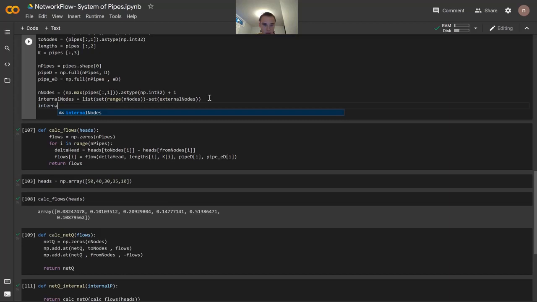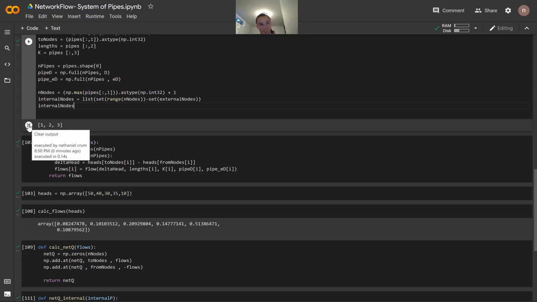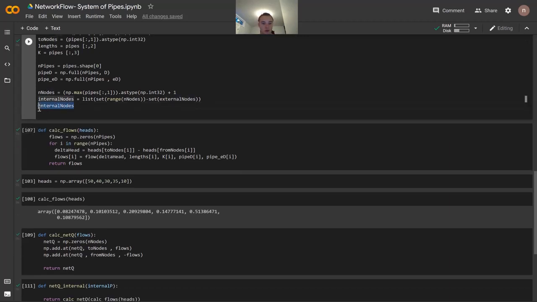So we'll check. Okay, so yes, those will be our internal nodes. And our external ones, we already specified that they were 0 and 4. So good, that gives us our internal nodes.